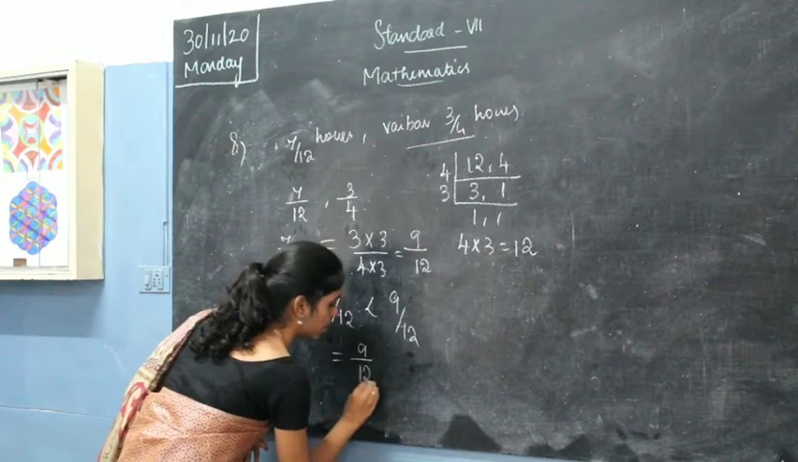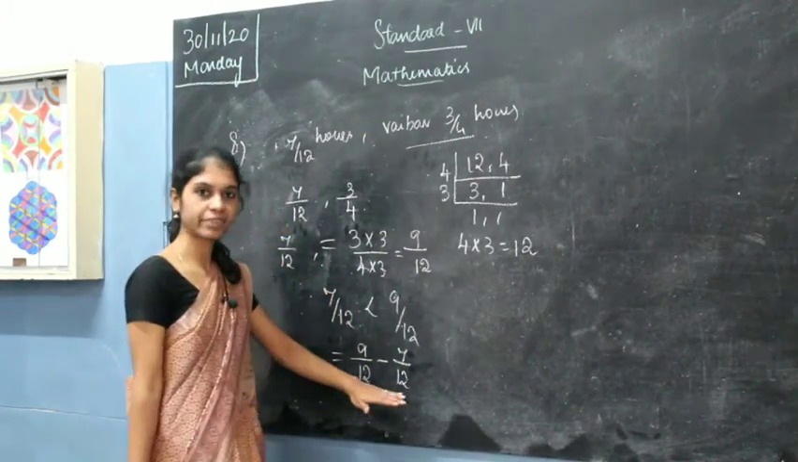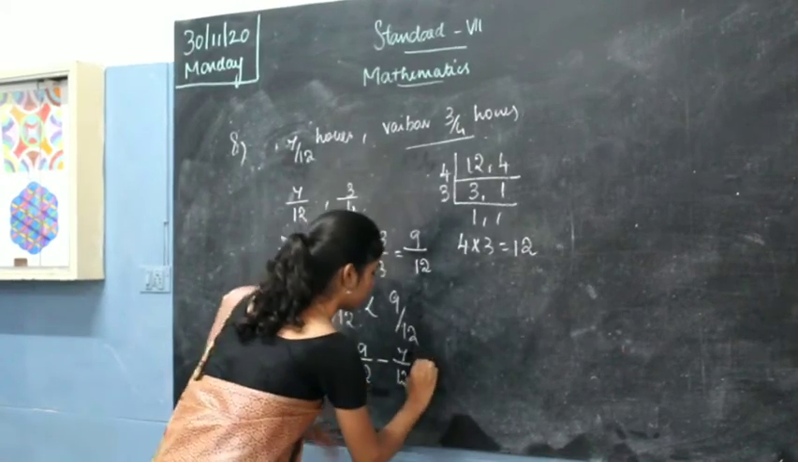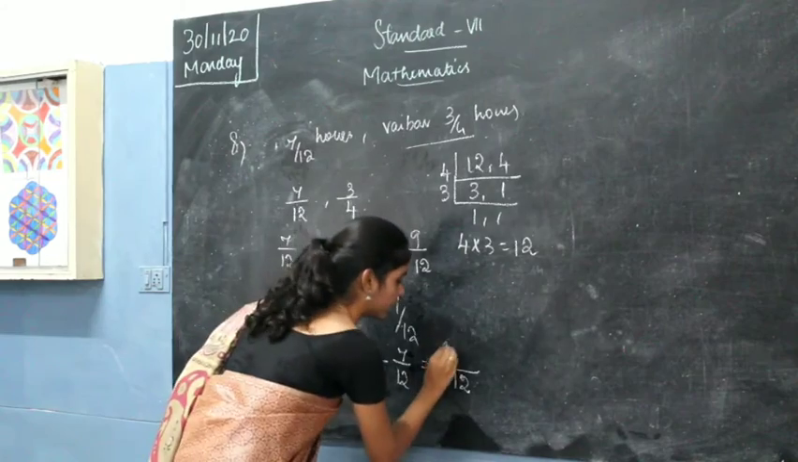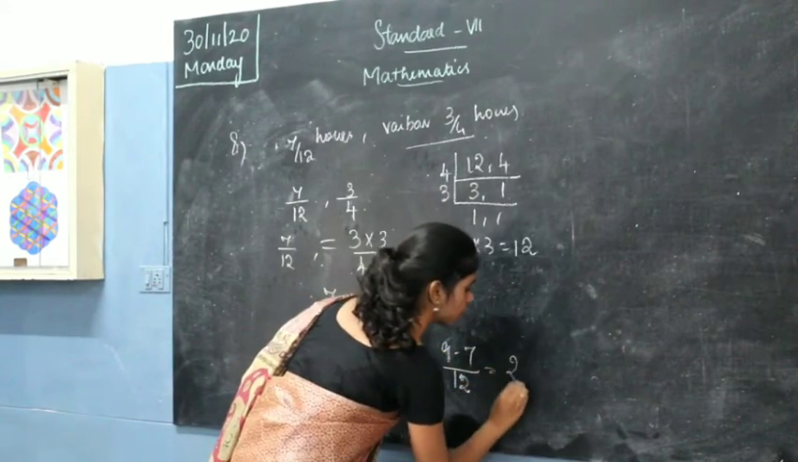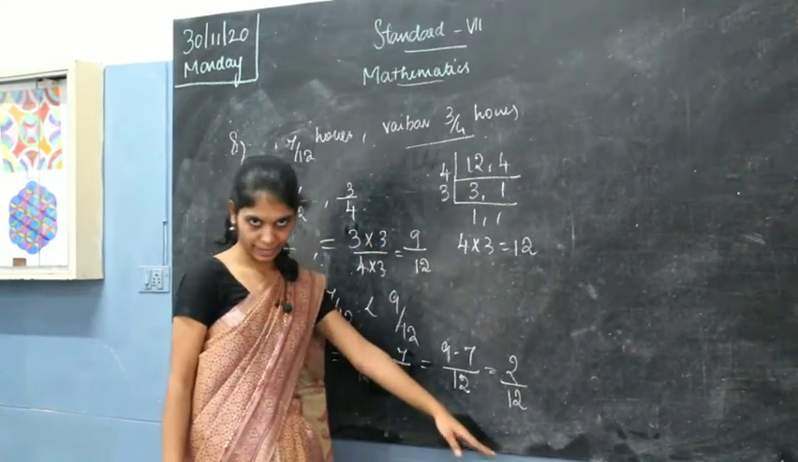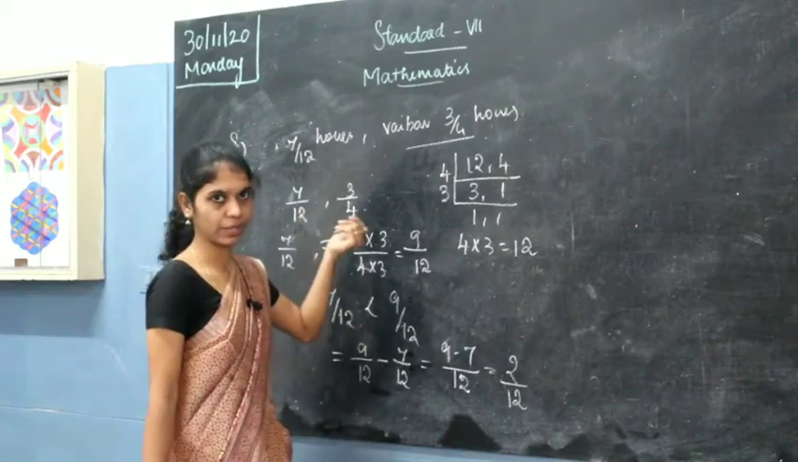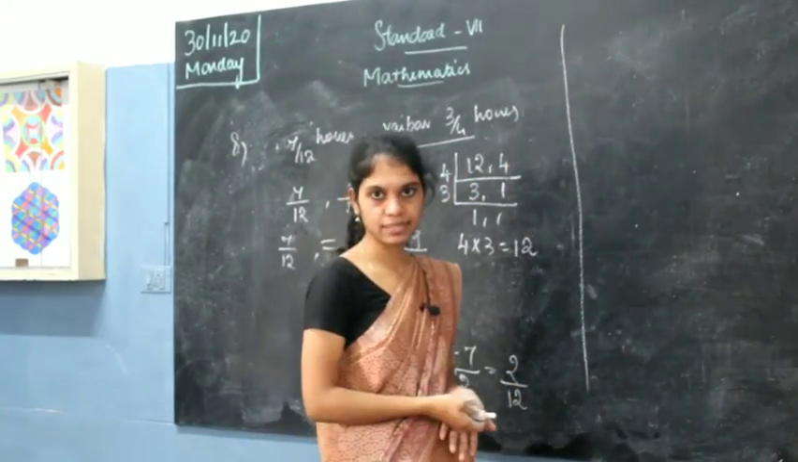9 by 12 minus 7 by 12. We have the common denominator, so divided by 12. 9 minus 7 is 2. So 2 by 12. He worked 2 by 12 hours extra than this person. Okay. So this exercise got over.